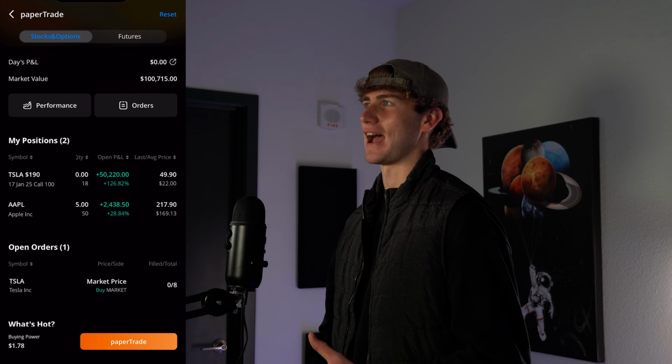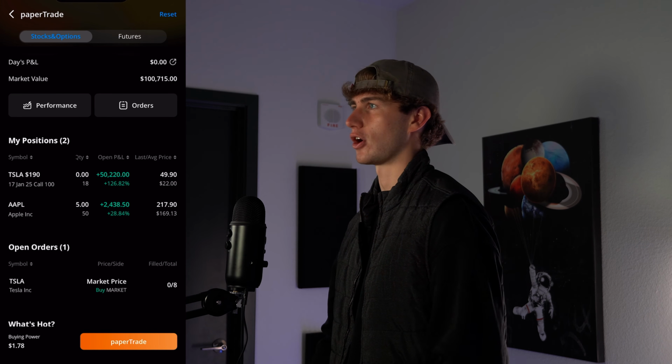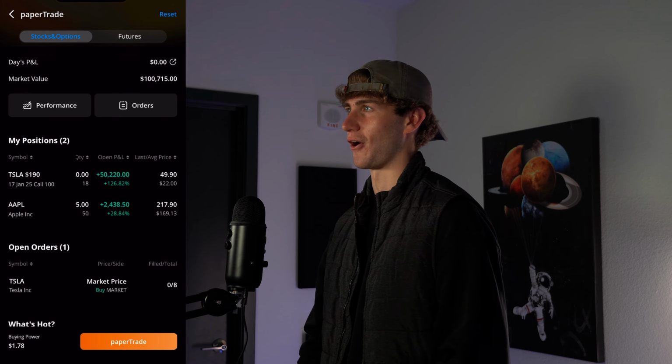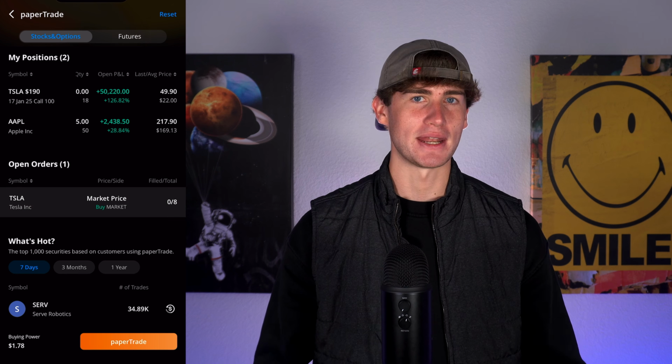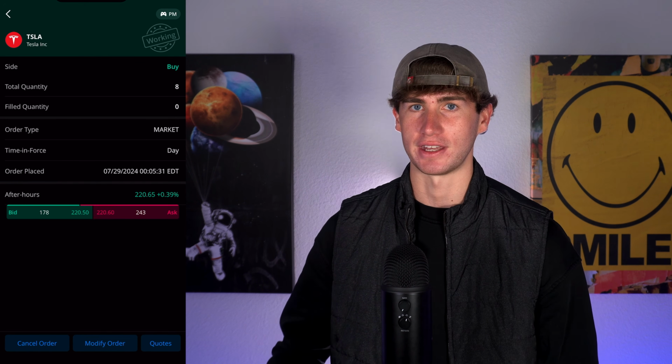Next is Last/Average Cost. This is a really important section because it displays the current stock share price versus the average price per share that you paid for the stock. Moving down is the open order section. This represents the orders you've submitted but haven't yet filled. You can see our order to buy 8 shares of Tesla here because we submitted it while the market was closed.